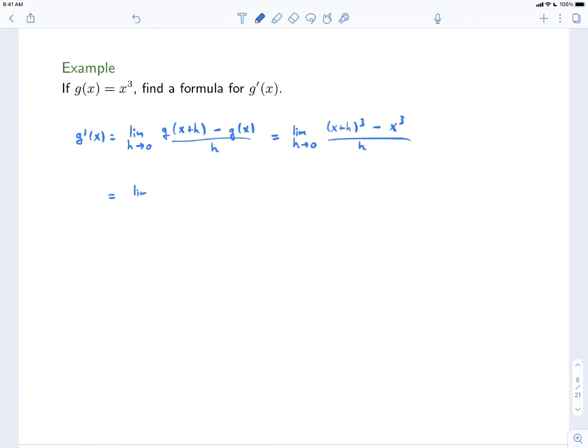So this will be the limit as h goes to 0 of, and so in the numerator, what are we going to have? We'll have x cubed plus 3 times x squared times h plus 3 times x times h squared plus h cubed. And from this, we're going to subtract x cubed. And all of this will be divided by h.